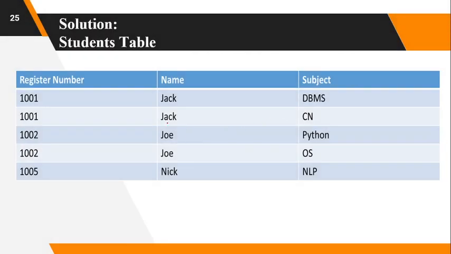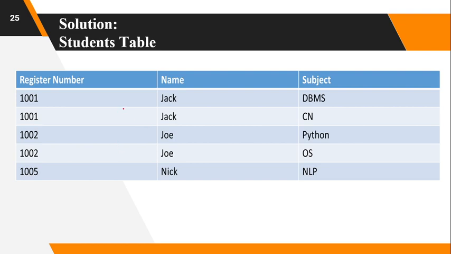In this solution we have register number, name and subject, the same. Register number 1001, name Jack, subject DBMS. Again the same register number 1001, name Jack, and CN, computer networks. Likewise for the next record, 1002, name Joe, subject Python. Register number 1002, name Joe, subject OS. Then the remaining record, 1005, name Nick, subject NLP.